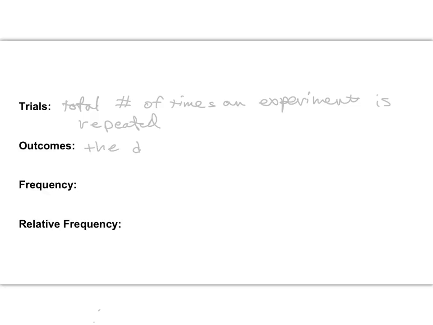So there are a few important definitions you're going to need for probability. And pardon me if you already know them, but trials, that's the total number of times an experiment is repeated. Outcomes, that is the different results that are possible when you perform a trial of an experiment.